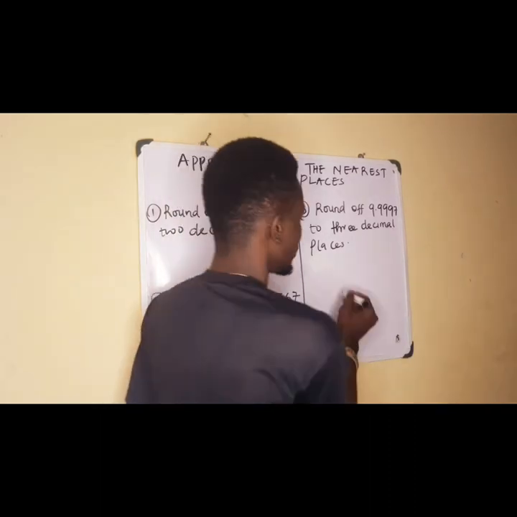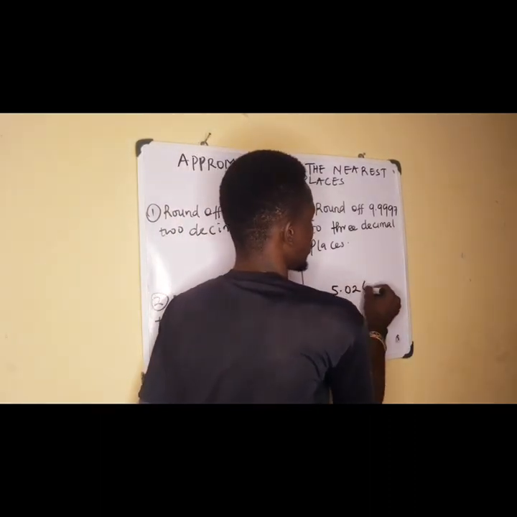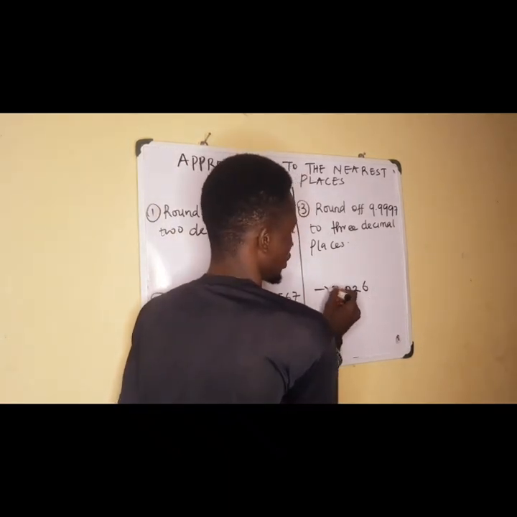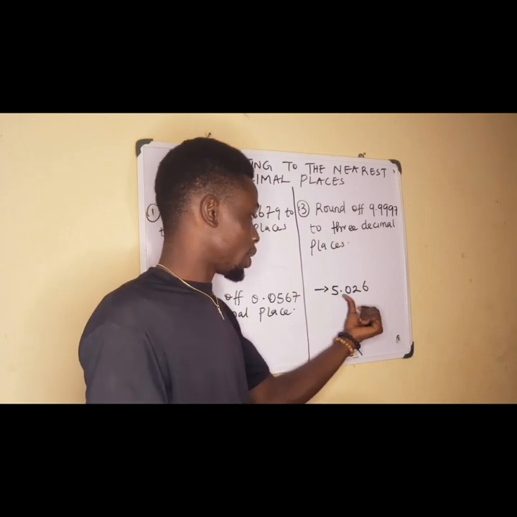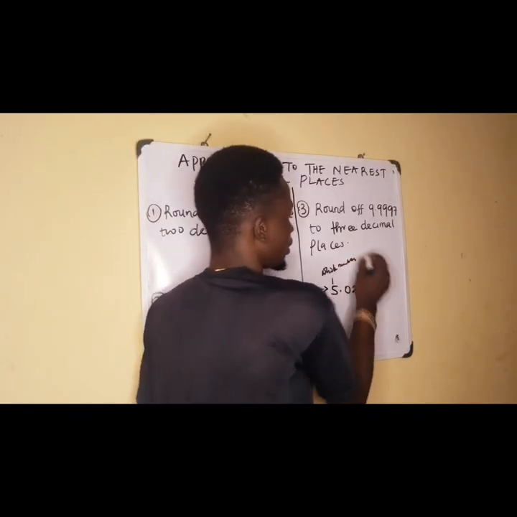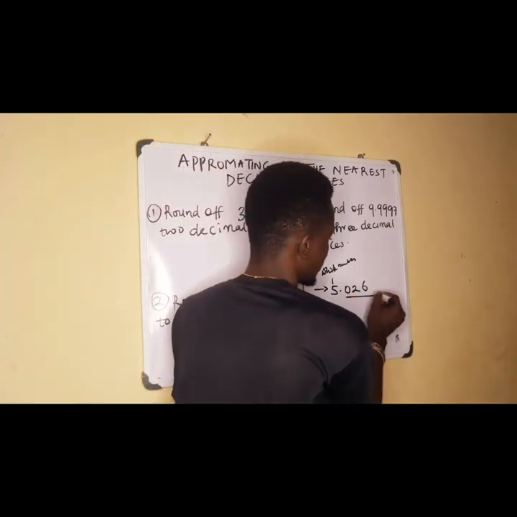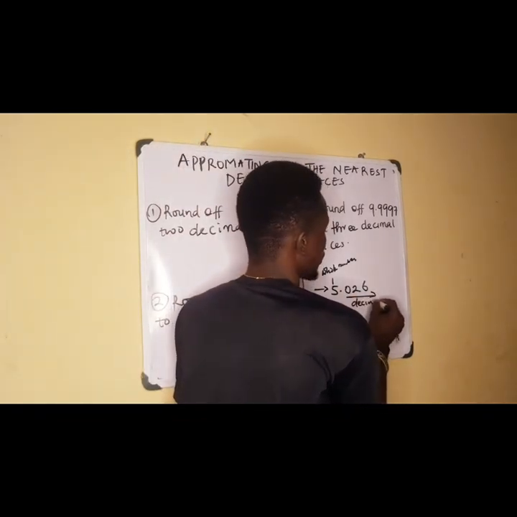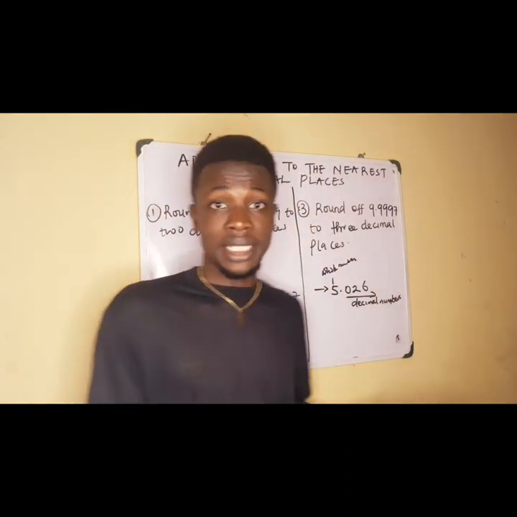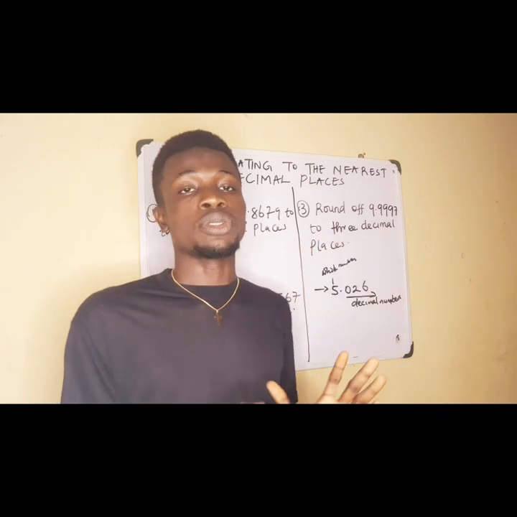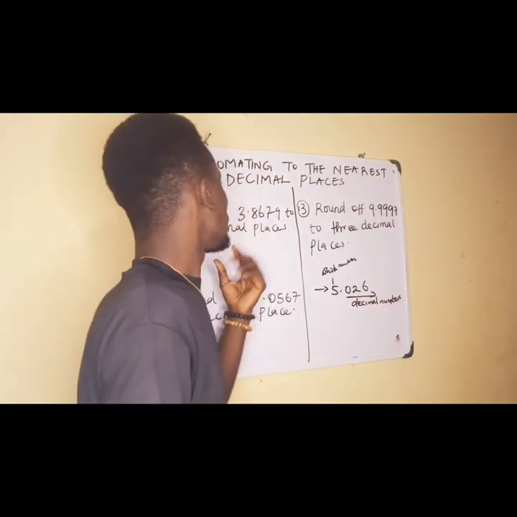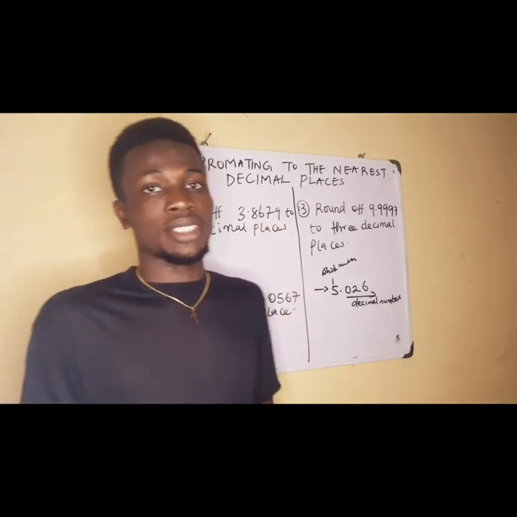So if I have something like this, 5.026, the number before the point, if you're going this way, the number before you get to the point, is a whole number. Why the number after the point? These three numbers are what? Decimal numbers. Why? Because they come right after the decimal point. So that is how to know a decimal number and a whole number. So in this video, we'll be treating how to round up to the nearest decimal place.